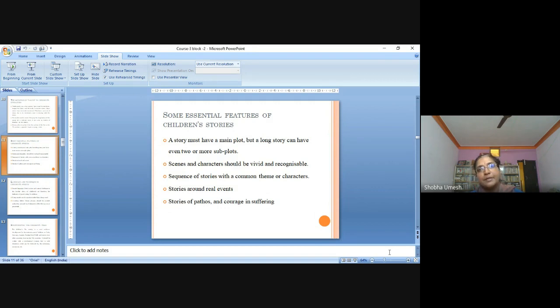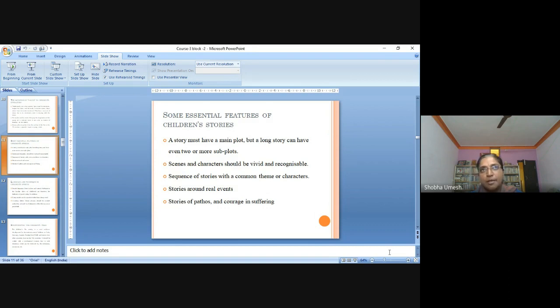For example, the Mahabharata has been divided into many subplots, and each story has been taken up and published or printed in the form of comic books. And also stories around real events. Always keep in mind that the stories run around real events, because literature is considered the mirror of life.